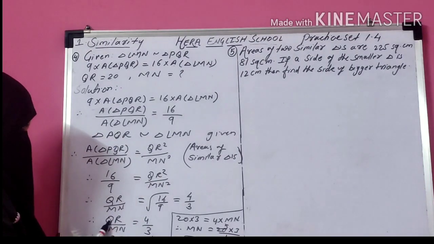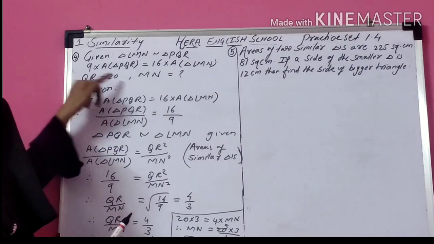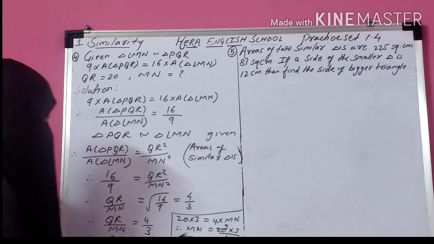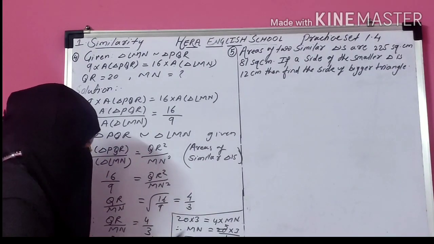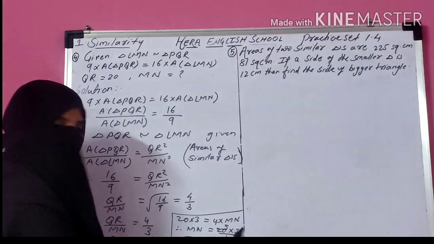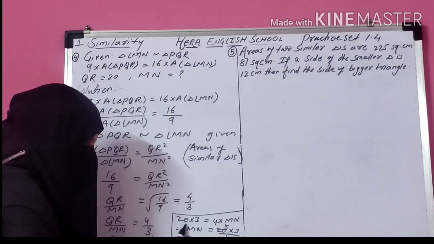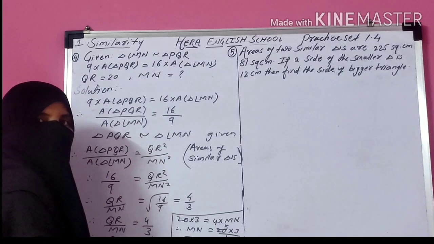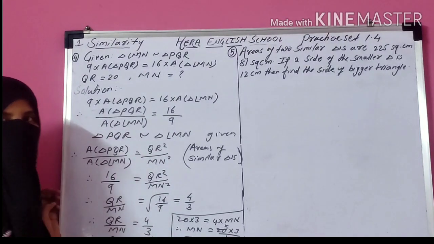So now substitute the value of QR. You are having 20. So 20 upon MN is equal to 4 upon 3. Now cross multiply. 20 multiplied by 3, MN multiplied by 4. Now 4 here is in multiply, it comes here and divides. 4 ones are 4, 5 fours are 20, 5 threes are 15. You get MN value is 15. This is your answer. Got it?